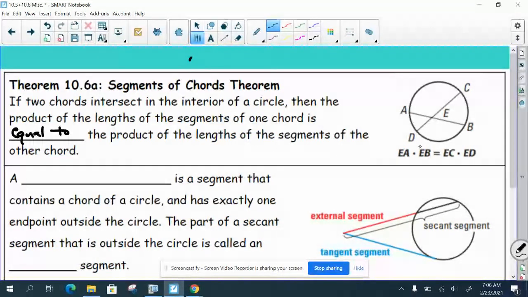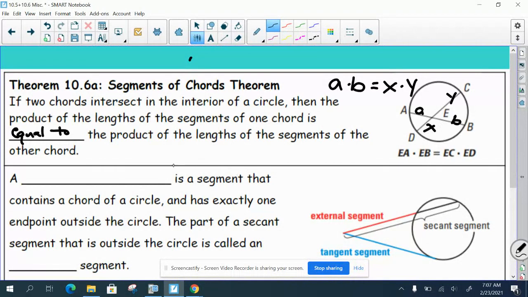So here, for simplicity's sake, let's call the segments of one chord A and B, and we'll call this segment here X and this segment here Y. So if you have that, then you know that A times B, the product of the lengths of the segments in one chord, equals X times Y, the product of the lengths of the other chord.